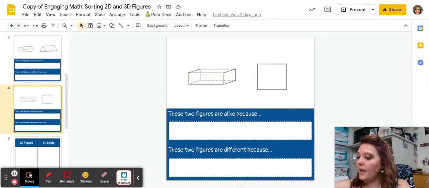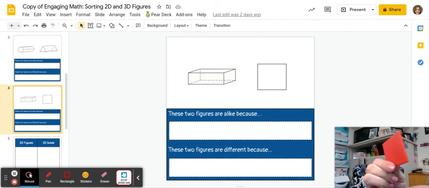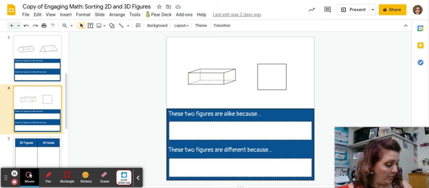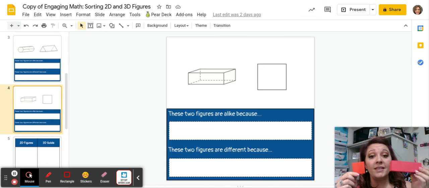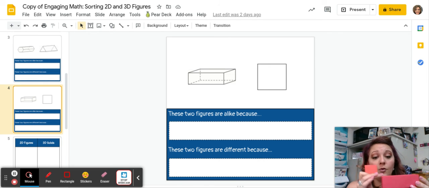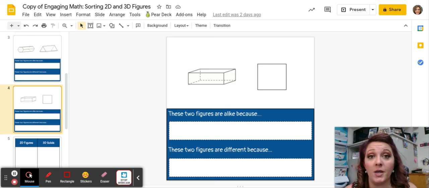Our next one has a square and it has a rectangular prism, which is something like this. So they are the same because they do have corners, they do have sides, but remember, a square is a 2D shape and a rectangular prism is a 3D shape. So we are going to be working on comparing our 2D shapes and our 3D shapes this week.